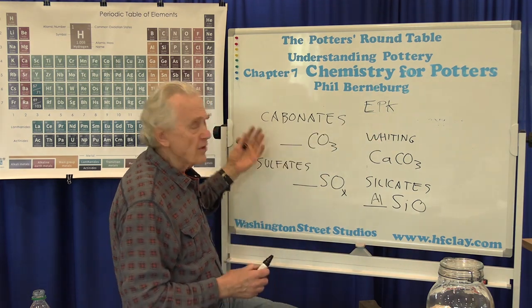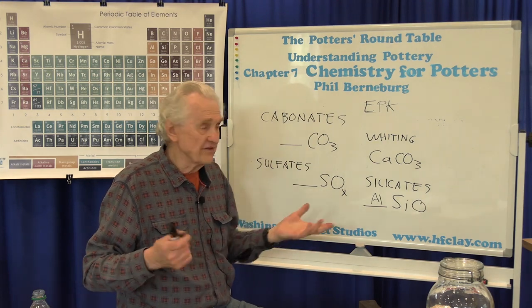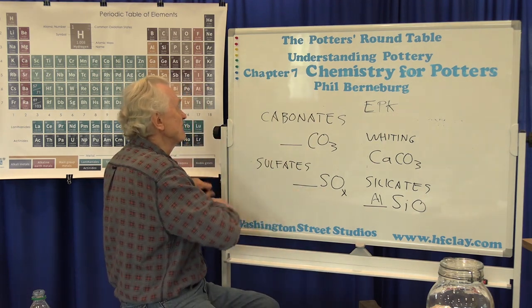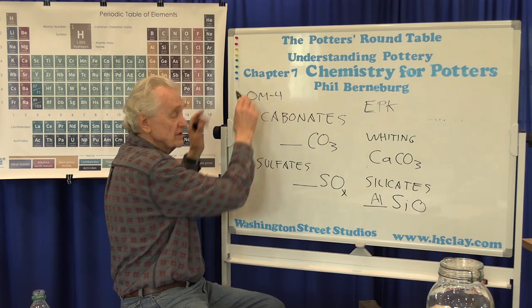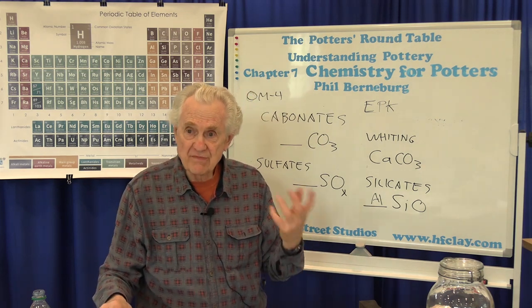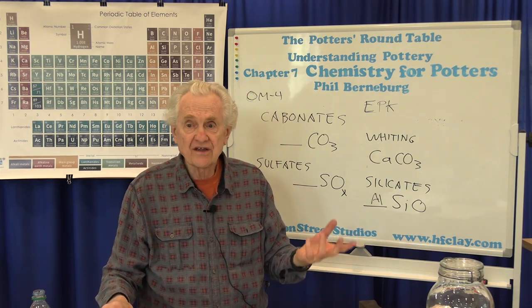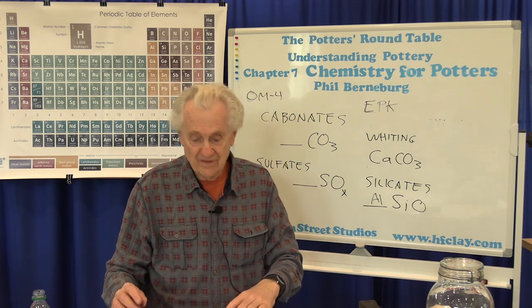Or OM4. Sometimes their industrial products are given really simple numbers. OM4 is the identification for a kind of ball clay. Or Custer feldspar. That's a particular mineral. It's a chemical compound with the brand name that's mined in Custer, South Dakota.